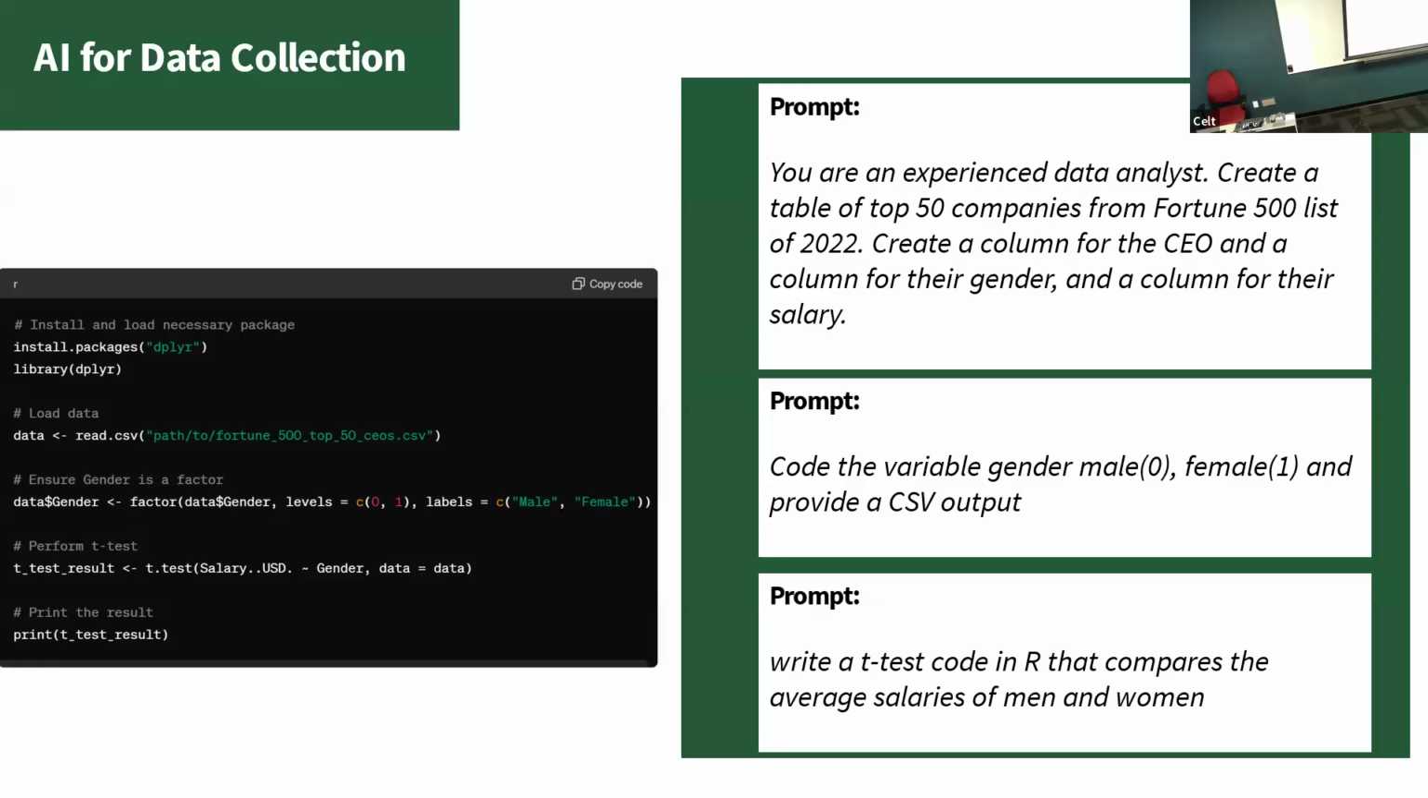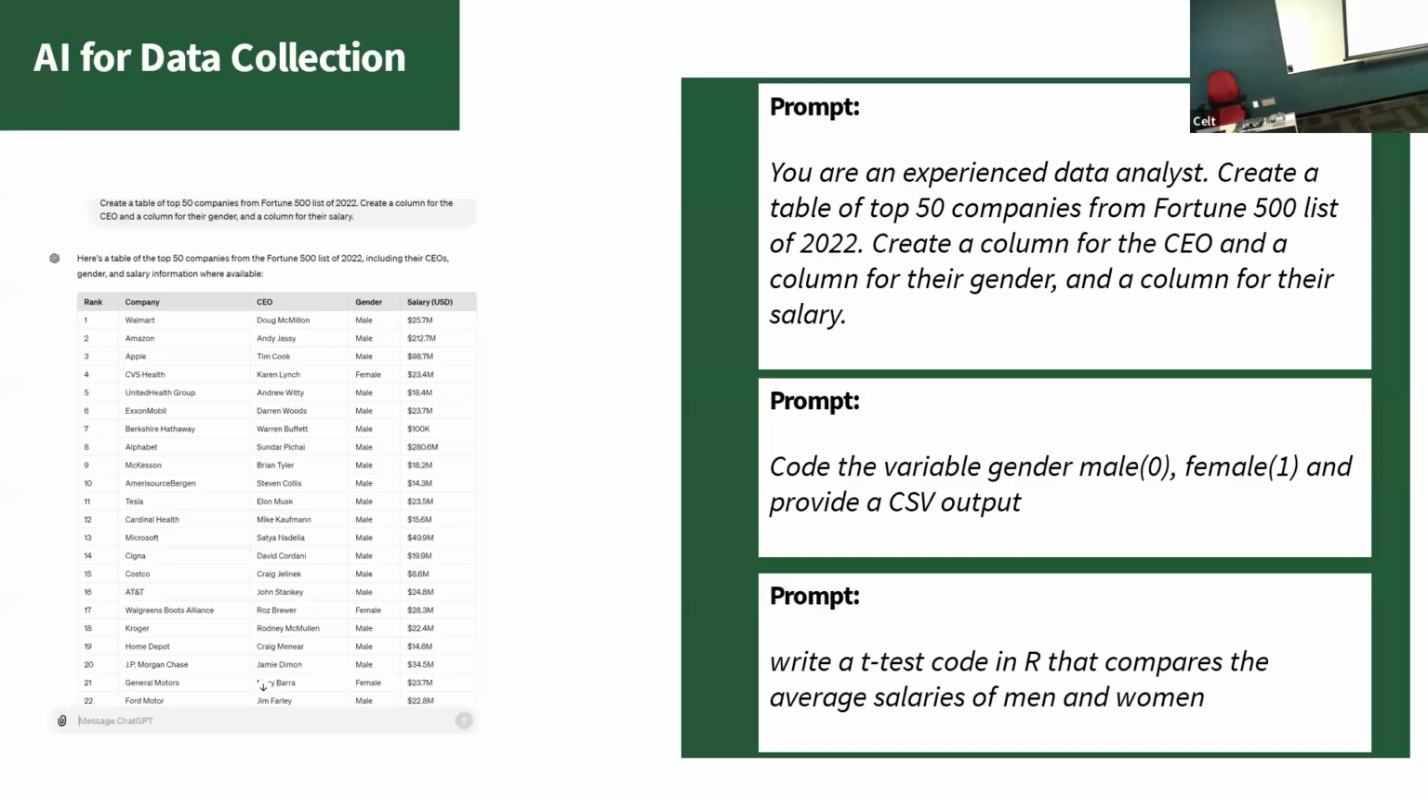So the data set that AI generates, are those numbers true or does it just spit out some numbers? Does it give you a real difference between the salaries of male CEOs and female CEOs, or does it just generate some random numbers?